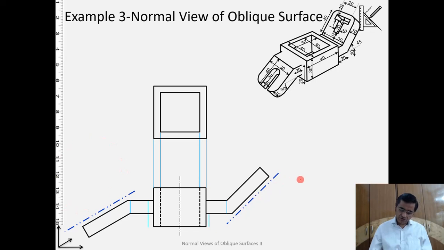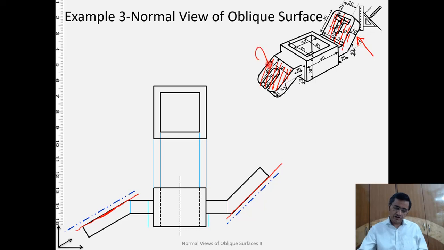Next what we have done, we have taken a hinge line and an auxiliary plane here, and similarly another auxiliary plane here. And this line is the edge view of this surface. Similarly the line here is the edge view of this surface on the bottom side. And here it is the top side.